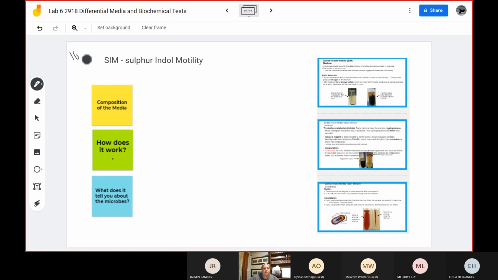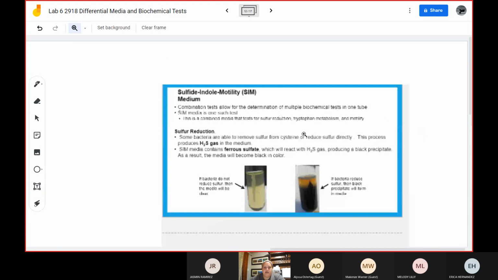Number 10. So our last 3 here, 10, 11, and 12. This one's pretty fun. This one is SIM Agar, which stands for Sulfur Indole Motility Agar. So it's actually 3 tests in one, which is why you see the 3 slides over here. And the first slide, or the first test that we're going to talk about, is sulfur or sulfate reduction. So let's zoom in here.